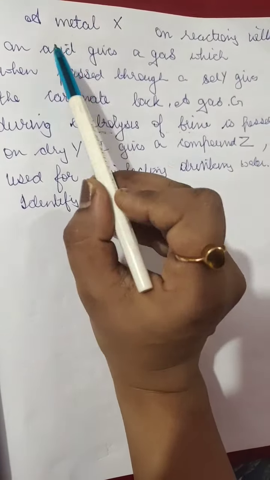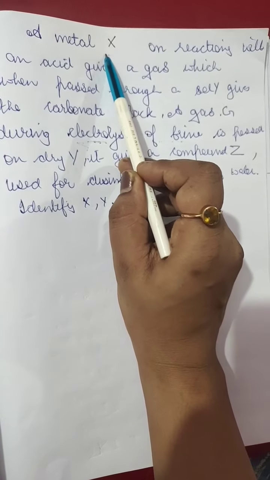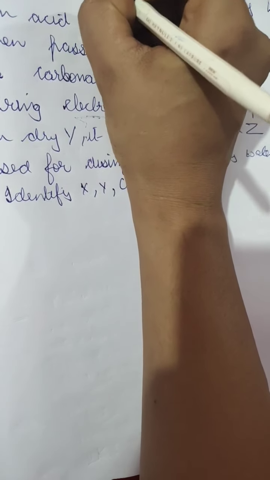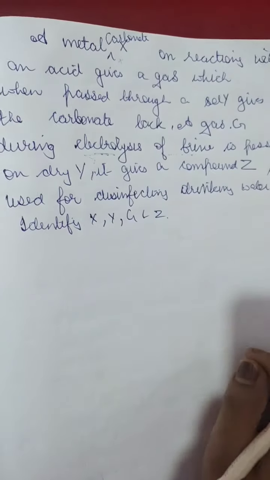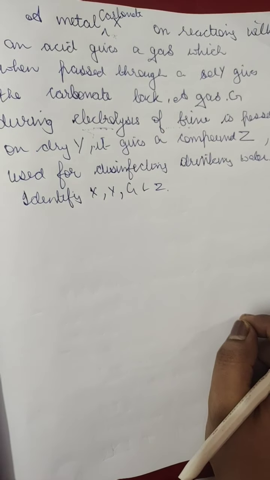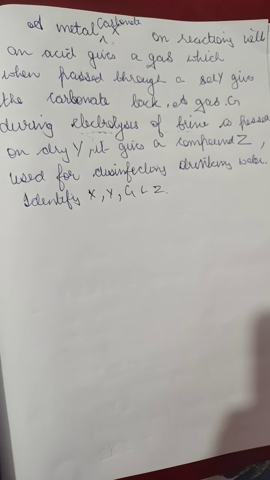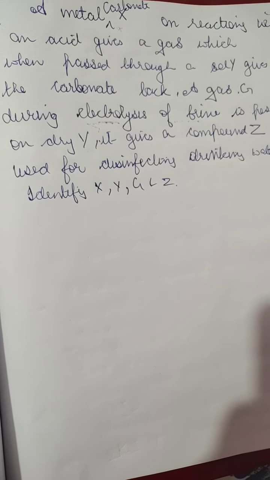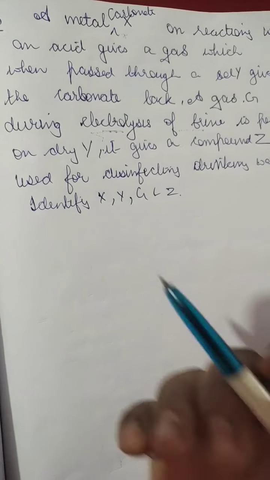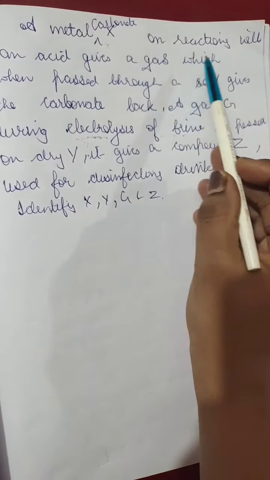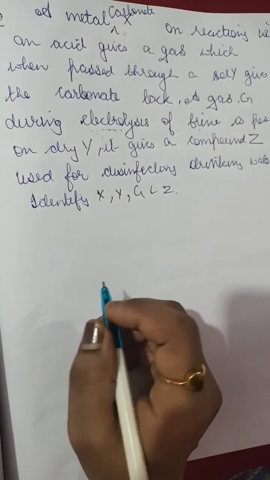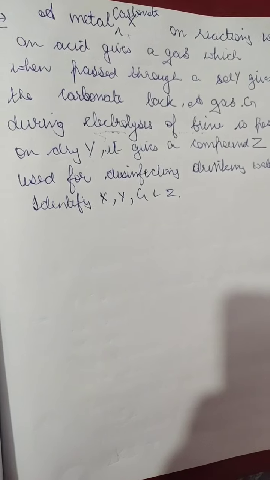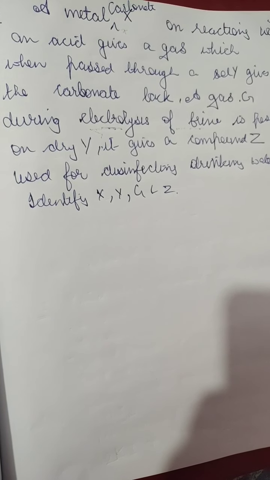Now we'll start from the top. A metal X. We have to find a metal X. Okay, a metal carbonate. The question has a metal carbonate. The carbonates we have studied in our chapter, most prominently we have studied calcium carbonate. So whenever you think about a metal carbonate, just remember it can be calcium carbonate. When calcium carbonate reacts with acids, we get calcium chloride, and along with that we get carbon dioxide and water.